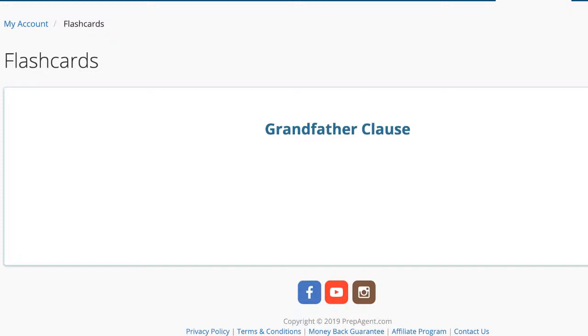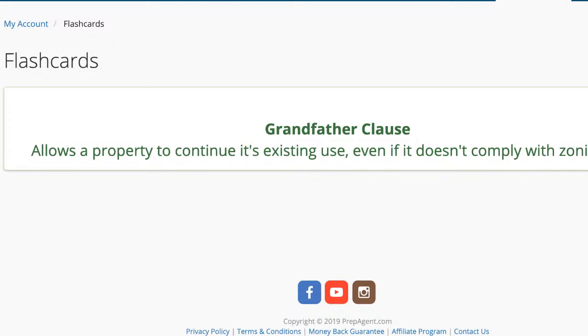Okay, so a grandfather clause is when you're given an exception to the rule because you were using it in a way that does not conform with the new use, but you got it because when you got it, it was allowed.